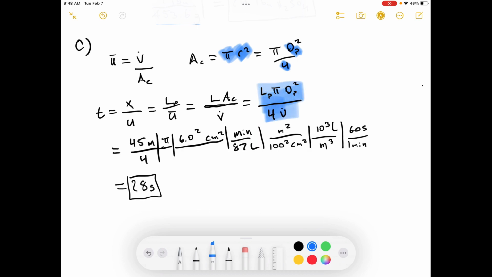Here's the dimensional analysis. This is the length divided by 4 times pi. This is the diameter of the pipe squared. This is the volumetric flow rate. Then we do a correction for the centimeters squared, put it into meters. We change these liters into meters, and then we change the minutes into seconds, and we're left with 28 seconds to flow from one end of the pipe to the other. And that is it for problem number 3.28.